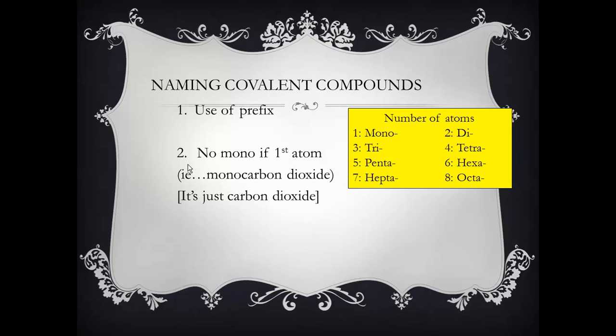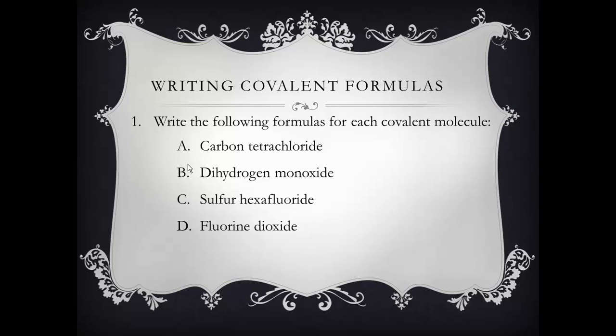Rule 2, mono is never used on the first atom. For CO2, it's just carbon dioxide. It's not monocarbon dioxide. And 3, no use of the periodic table, so you don't use the drop and swap method. It is what it is. If it's 7 atoms, it's hepta. If it's 2 atoms, it's di.